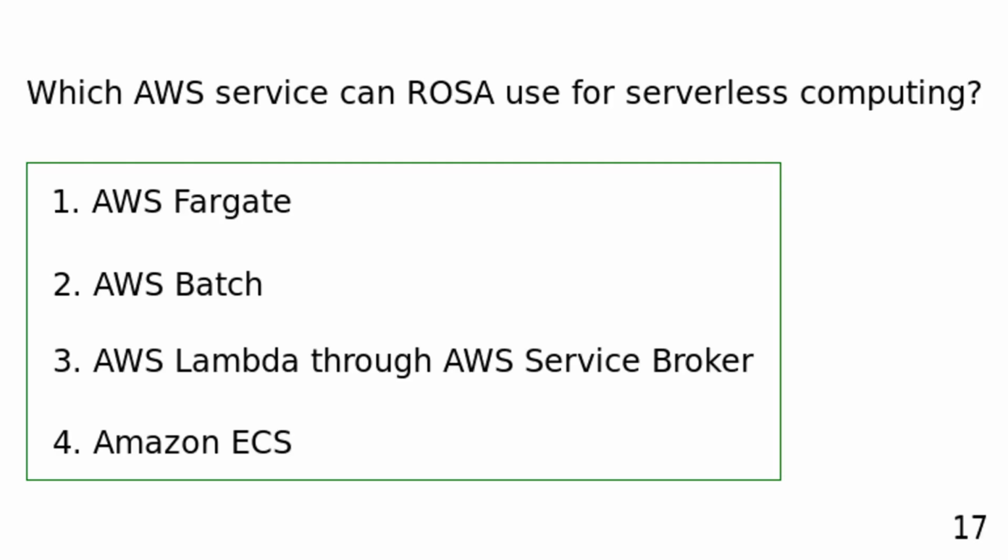Which AWS service can ROSA use for serverless computing? AWS Fargate, AWS Batch, AWS Lambda through AWS Service Broker, Amazon ECS.